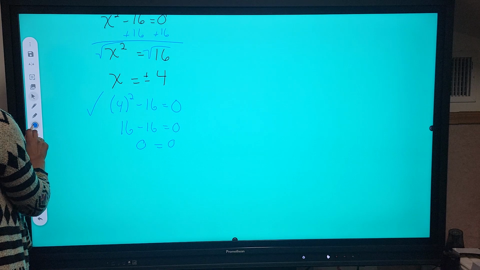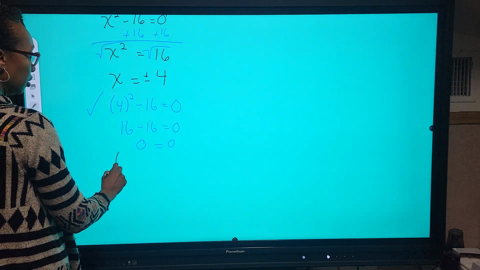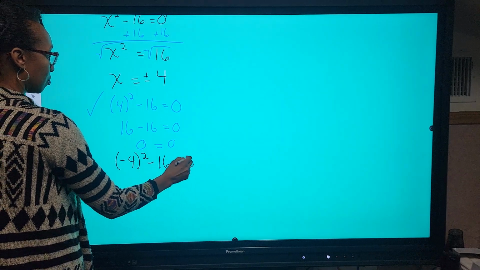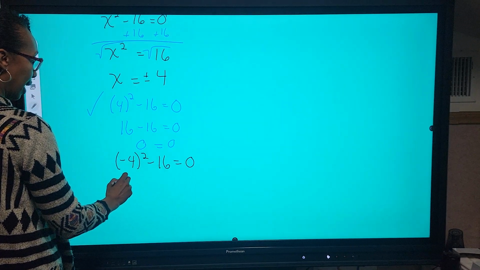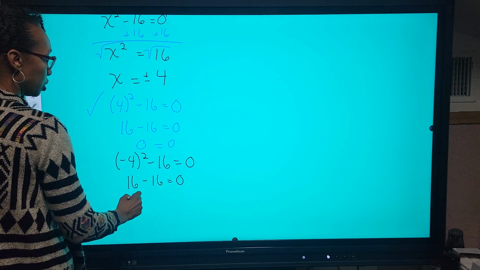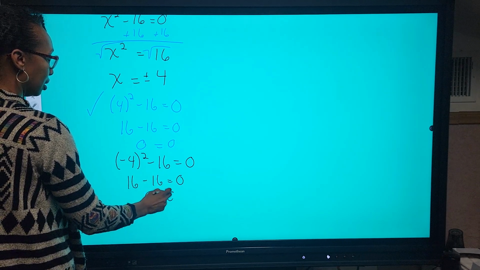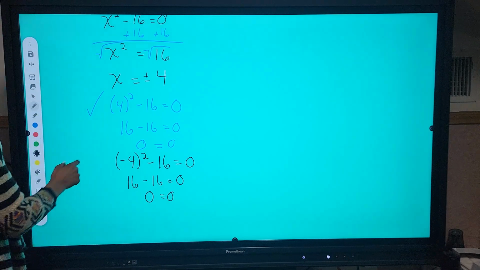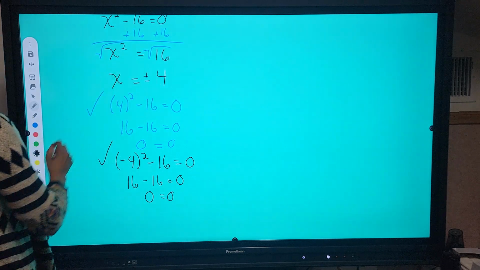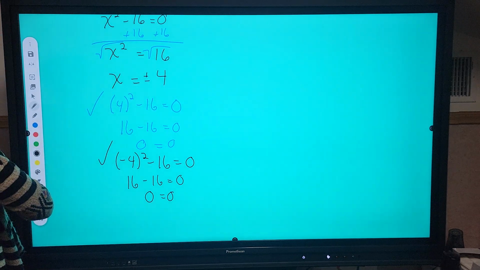We would also check for the negative value. So we'll check to see if we put negative 4 squared minus 16 equals 0. Well, negative 4 times negative 4 still comes out to positive 16. And when you subtract 16 minus 16, it does equal 0. So both answers check out. So I would say our answers are both the plus and minus 4.